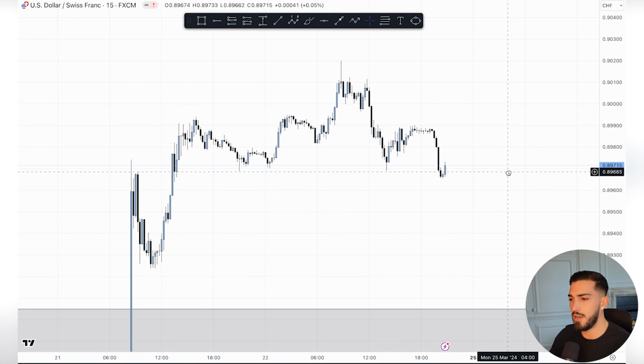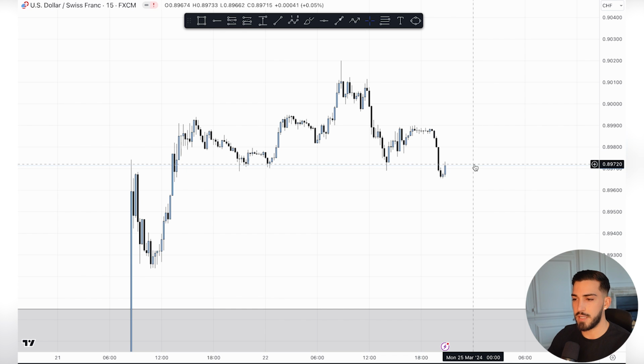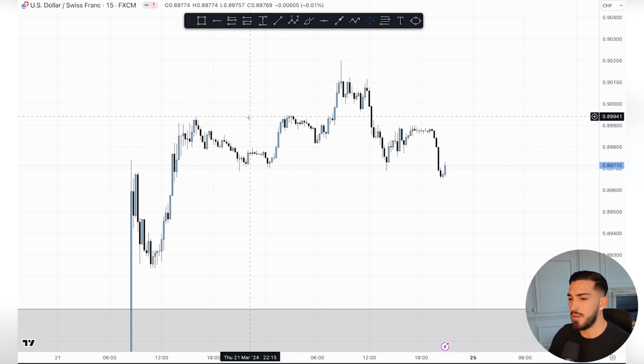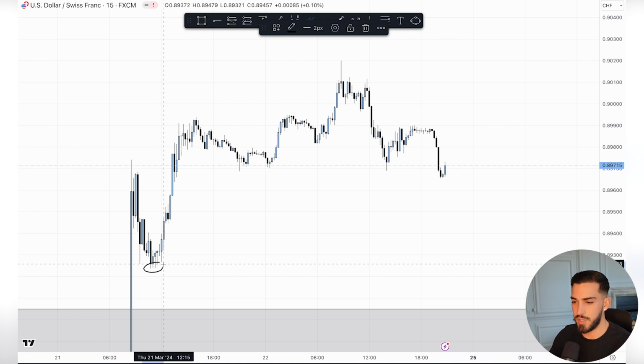I'm looking for structure on this lower time frame. I'm looking to see, has price broken through the highs? Has price broken through the lows? Where is the most recent low? And what am I going to be looking for to enter this market specifically? So the first thing I always do is I identify the highs and the low points, okay? We started from down here.